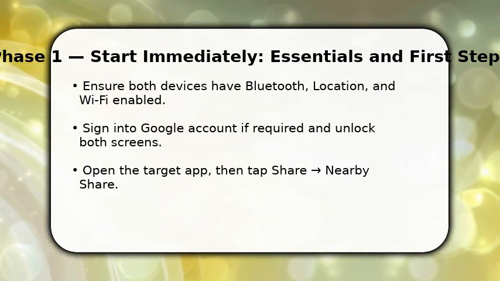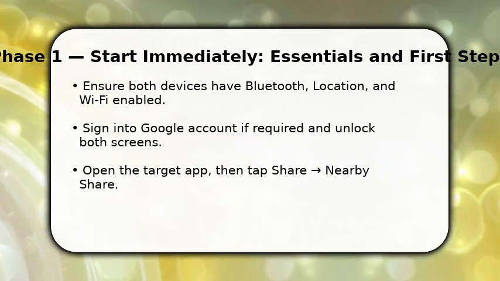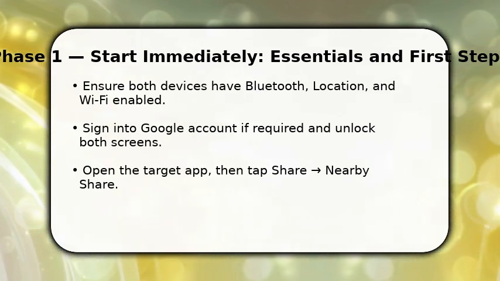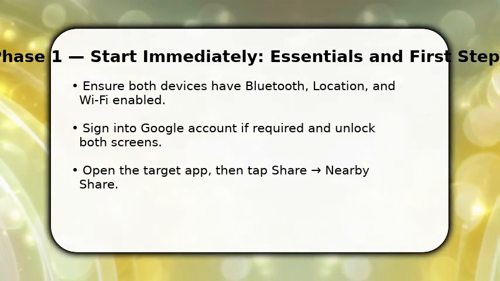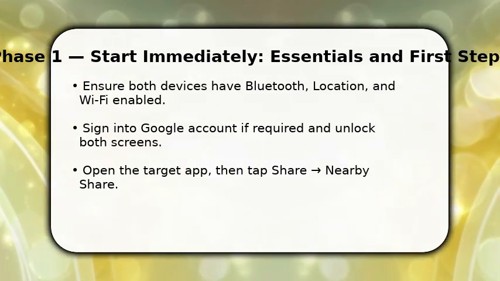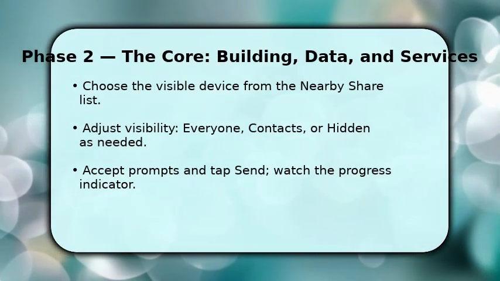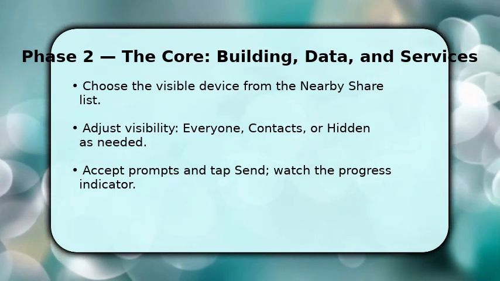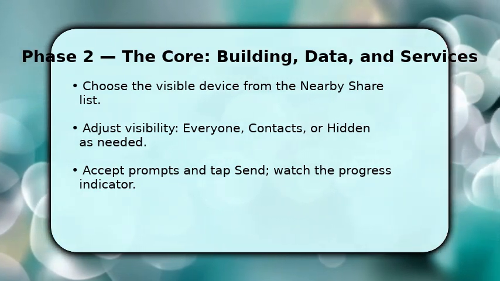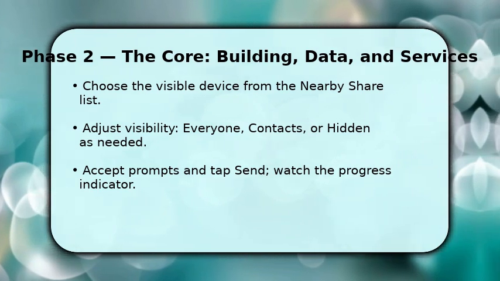Once you select Nearby Share, the system advertises your device. Make sure the other person is nearby and watching their screen. This speeds pairing and avoids accidental transfers. Once Nearby Share shows available devices, tap the recipient to start. This initiates a secure handshake so both phones agree to exchange data.